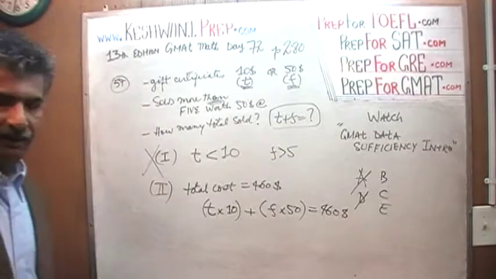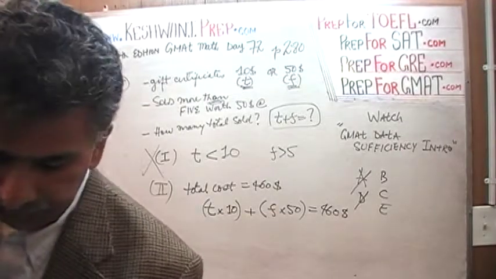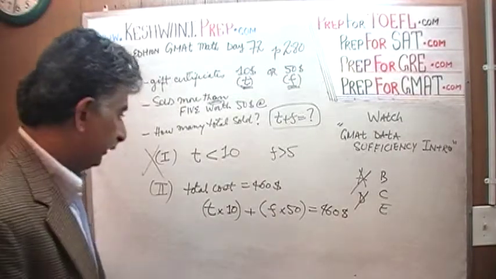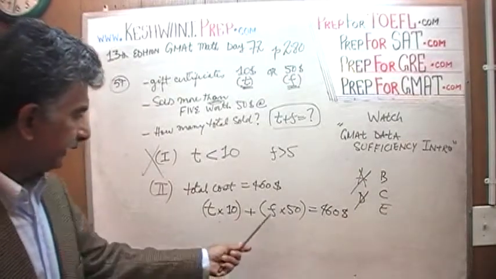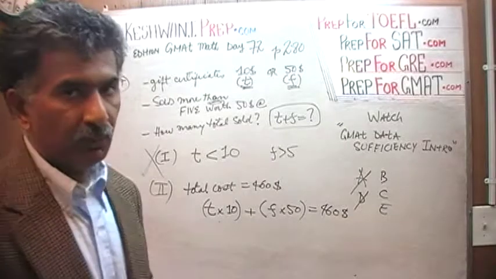Does that tell us by itself how many total were sold, F and T? The answer is no. Why? Because we only have one equation here, and we have two unknowns, T and F. We cannot solve for two unknowns with just one equation.